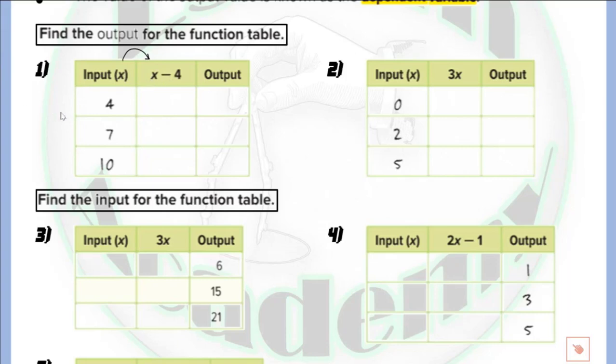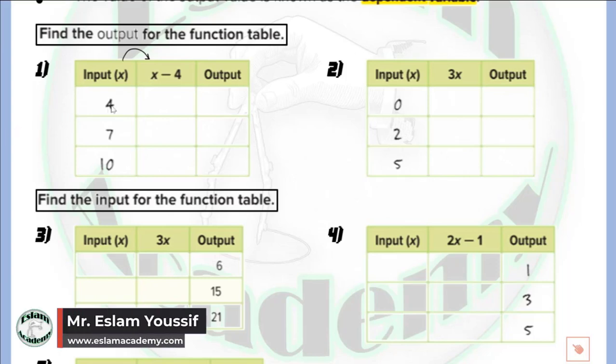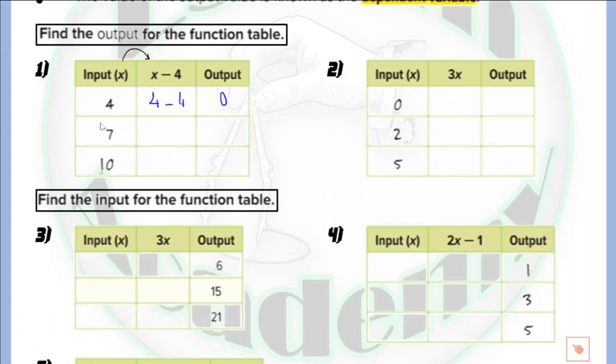What is the meaning of this relation? Just replace the variable, which is x, with the number for the input. The number for the input is 4. So it will be 4 minus 4. Then the output will be equal to 0. If the input equals 7, I will remove x and replace it with 7. So 7 minus 4, then the answer will be equal to 3. If the input equals 10, then I will remove x and replace it with 10. So 10 minus 4, the answer will be equal to 6.